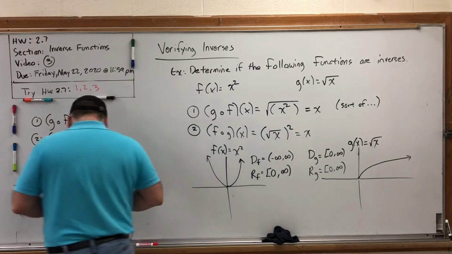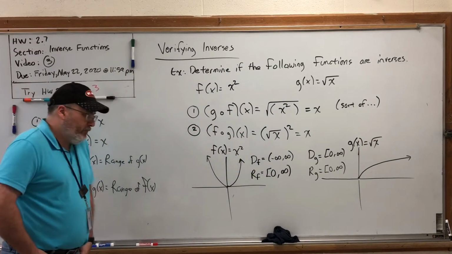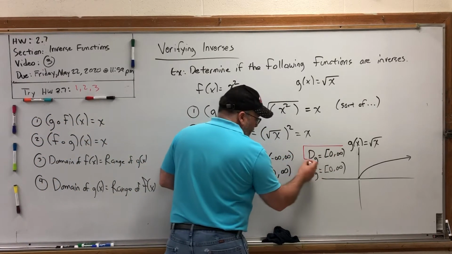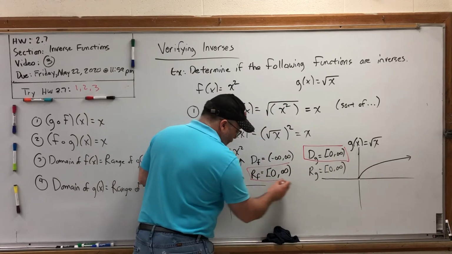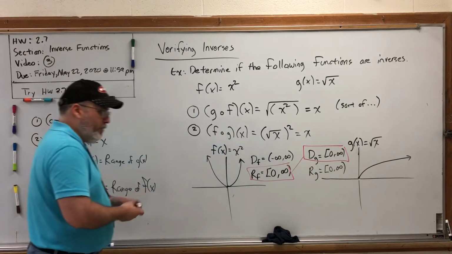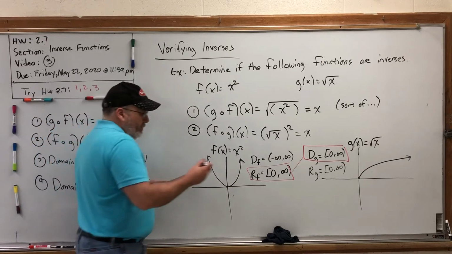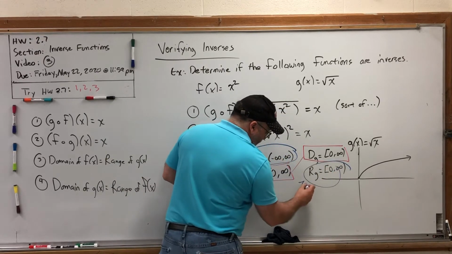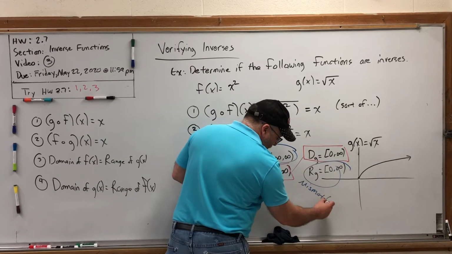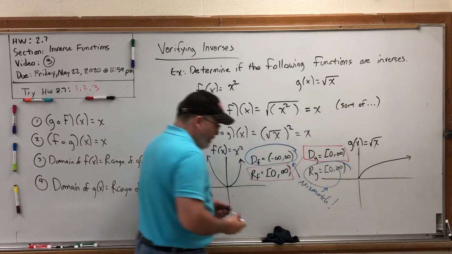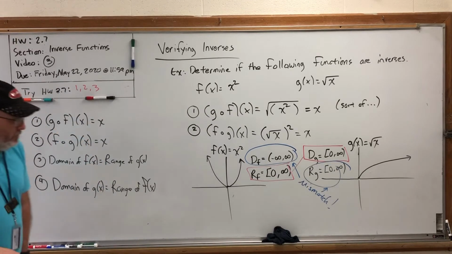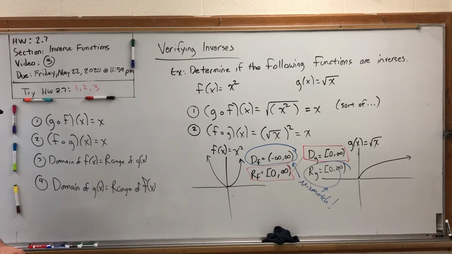Does the domain of one function match the range of the other? Well, in one case, yes. The domain of g matches the range of f, so we're okay there. If we look at the other pair, the domain of f and the range of g are a mismatch. According to the definition of inverse functions, they're supposed to be the same, and they're not. So, what does that mean? It means these aren't inverses.